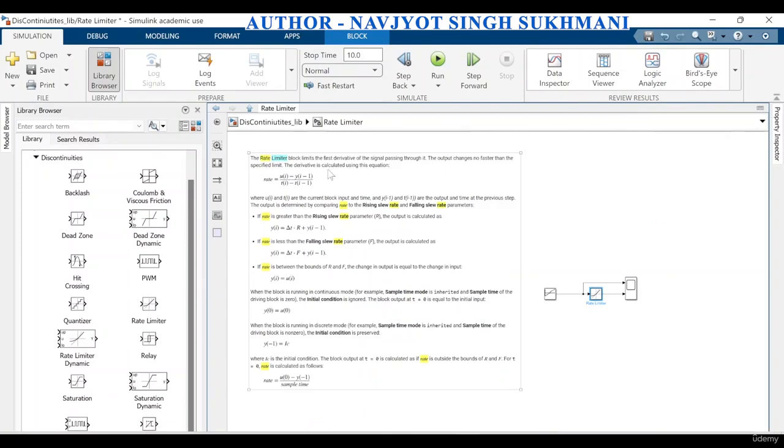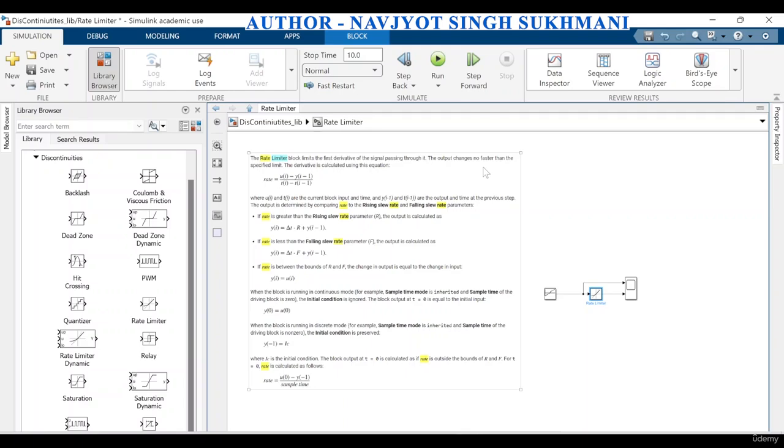Okay. So the rate limiter block limits the first derivative of the signal passing through it. The output changes no faster than the specified limits. The derivative is calculated using the equation. Here you can see we have one equation with rate. It divides that rate and we will get one slew rate from it.